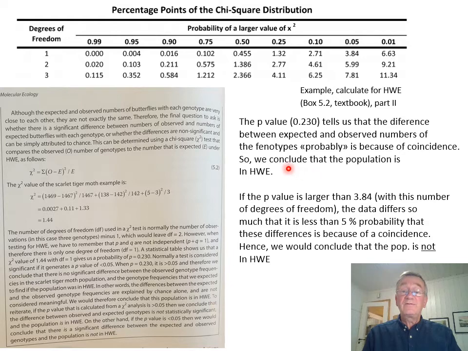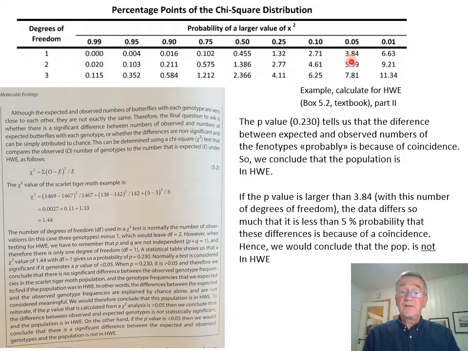So in that case, we will conclude that the population is in Hardy-Weinberg equilibrium, because we often put a limit for whether it is a coincidence or if there is some specific reason for the different numbers we find at 0.05. This is the often used p-value for whether figures are significantly different.